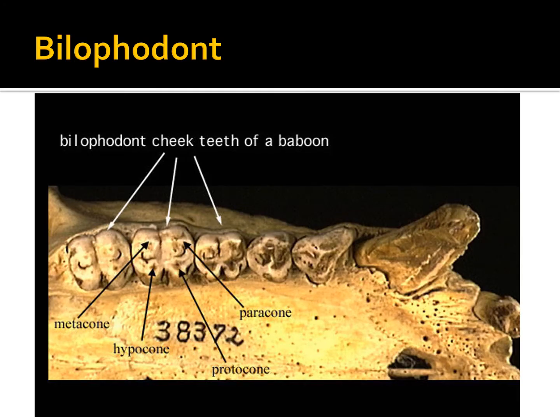This is showing you bilophodont. This is the bilophodont cheek teeth of a baboon. You don't need to worry about metacone, hypocone, protocone, or paracone. This is just simply showing you that bilophodont tooth, and you can see the ridges that go down the middle of each cusp.